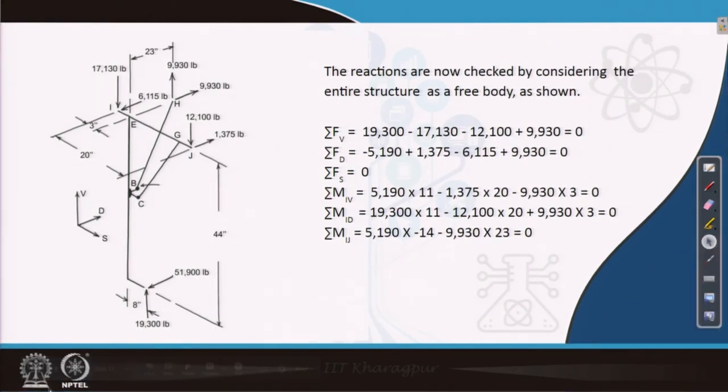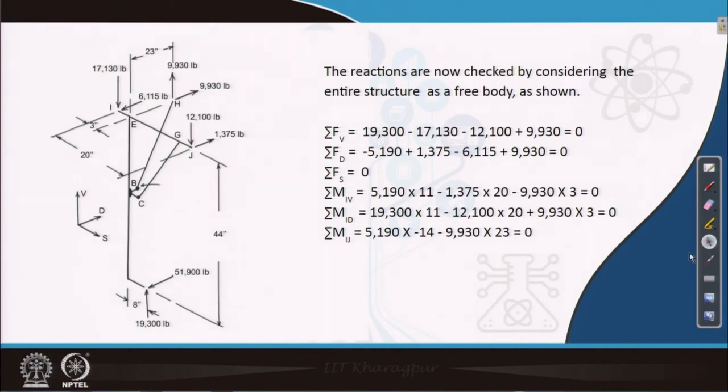In this slide, what we see is that the reactions are now checked by considering the entire structure as a free body diagram. Summations in all the directions V, D and S have been checked, and the moment equations are also checked, and it gives us 0. So this may be considered as homework and you can solve this problem.